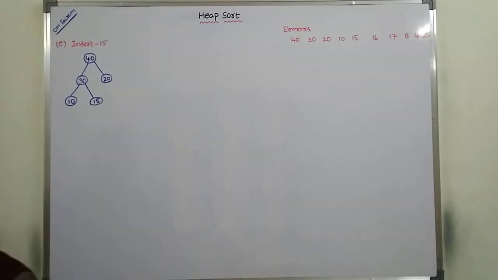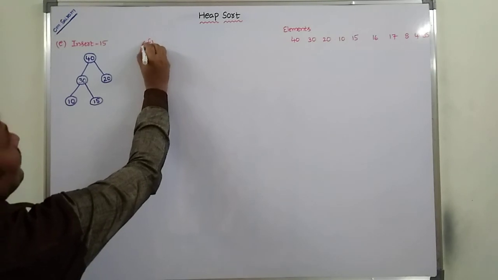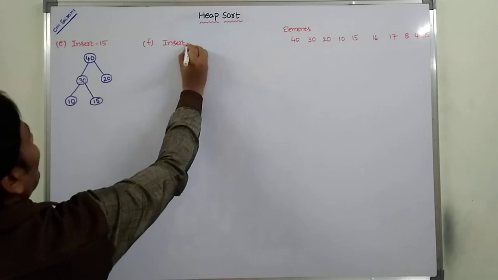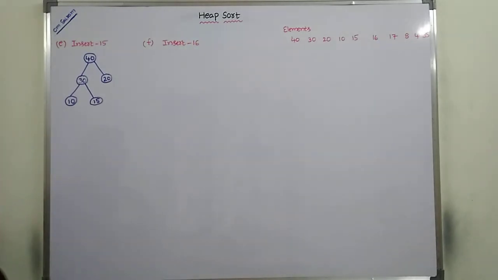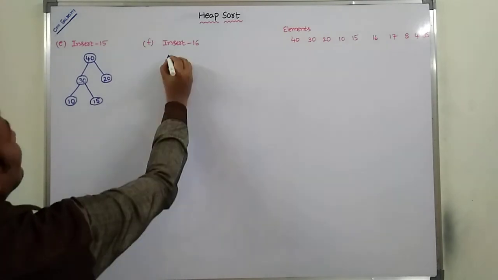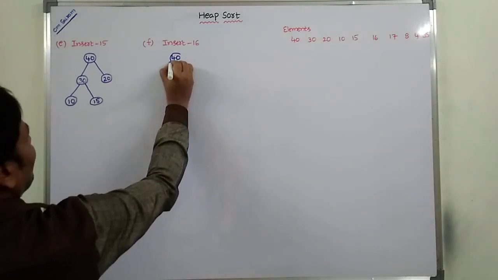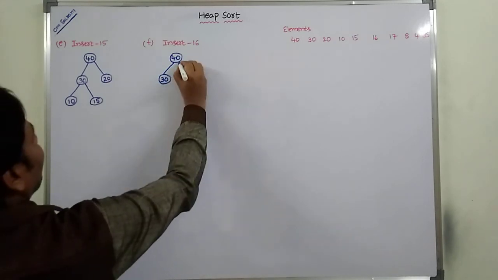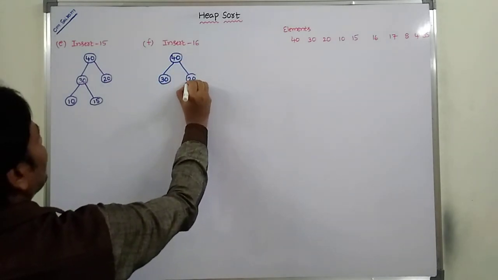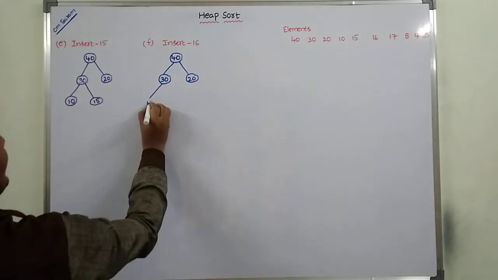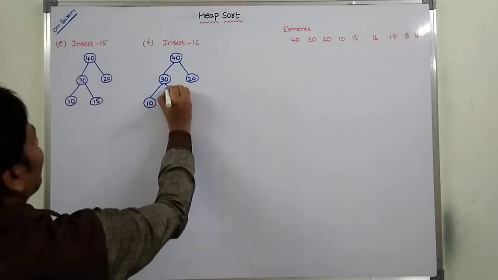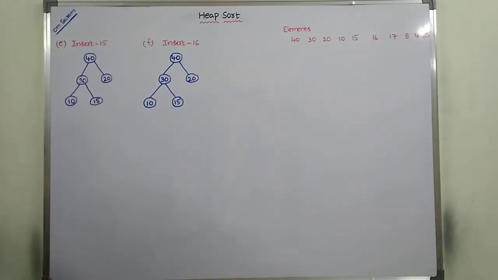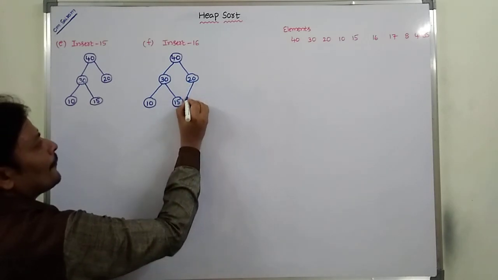Now, next we have to insert 16. Before inserting 16, the existing maximum heap is: 40 is the root, 40's left child is 30, 40's right child is 20, 30's left child is 10 and 30's right child is 15. Now 16 can be inserted as a left child of 20.